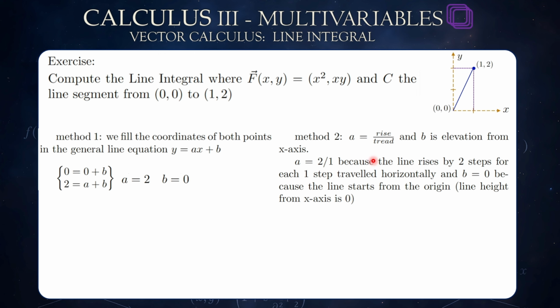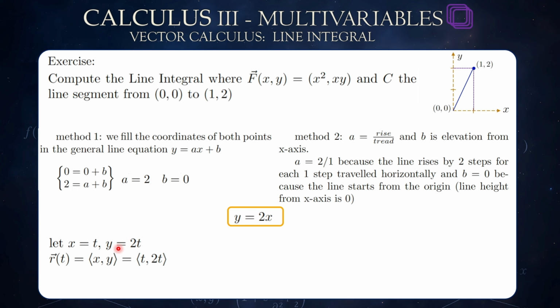That's why the equation for the function is given by y equal to x, with x given as t. We're going to parameterize x as being t. So the elevation is 0, b equals 0, because the line starts from the origin. The line height from x-axis is 0, and a equal rise over tread, 2 divided by 1, which is 2. Let x equal t, y equal to t.